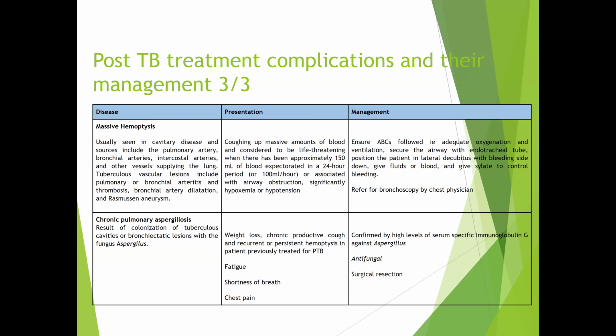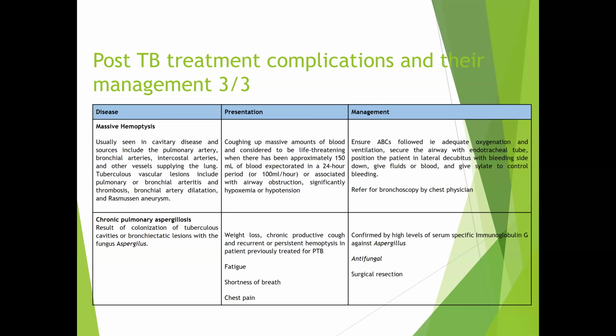When there has been approximately 150 ml of blood expectorated within a 24-hour period, or 100 ml per hour, or it is associated with airway obstruction, significant hypoxemia or hypotension: ensure the airway, breathing, and circulation are followed, with adequate oxygenation and ventilation. Secure the airway with an endotracheal tube, position the patient in the lateral decubitus position with the bleeding side down, give fluids or blood, and give cyklokapron to control the bleeding. Refer immediately for bronchoscopy by a physician to make the proper diagnosis.